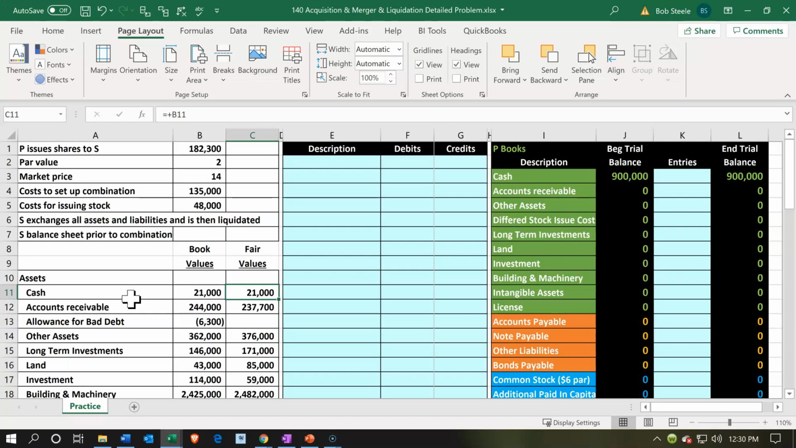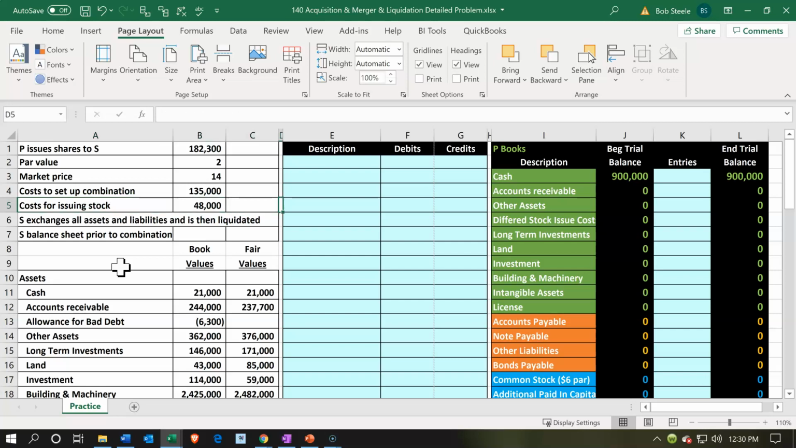We're just recording the transaction. Now, I'm actually going to record the costs first. So let's say, okay, we got the costs to set up the combination, and then we have the cost for issuing the stock. So those are kind of two different things. For the cost of setting up, I'm just going to expense those. Those are going to be costs of the merger.